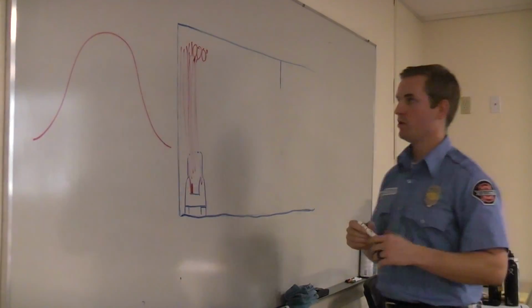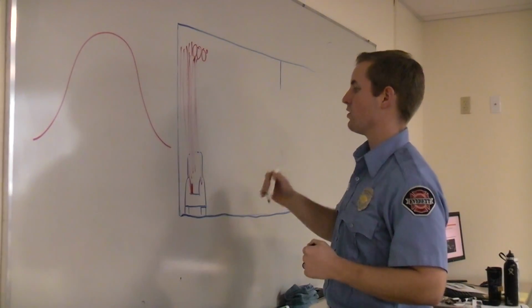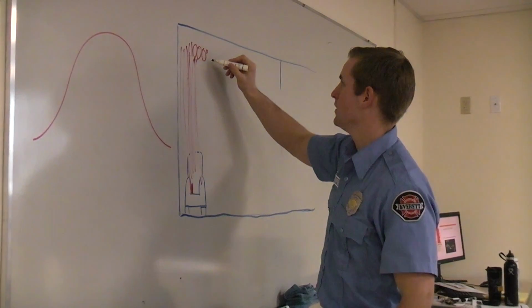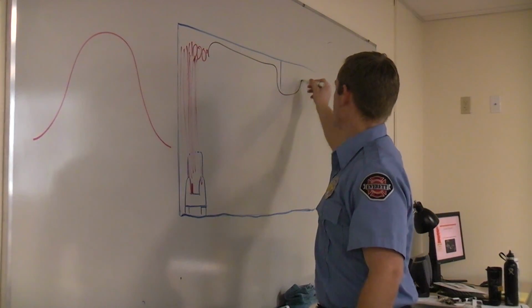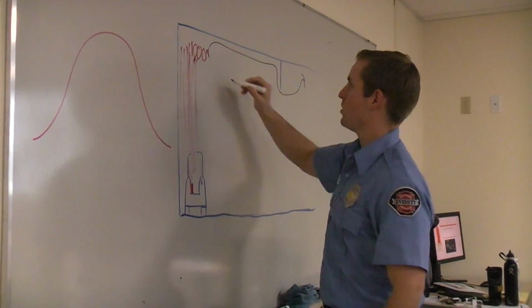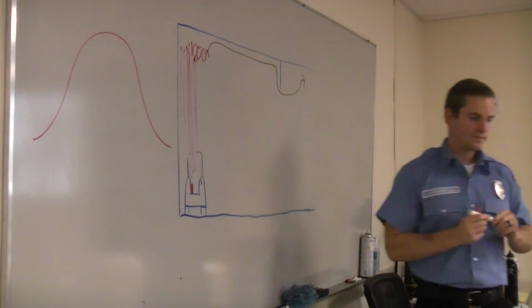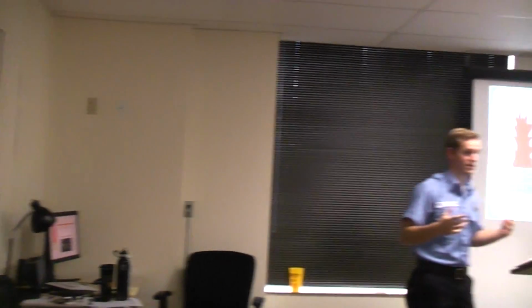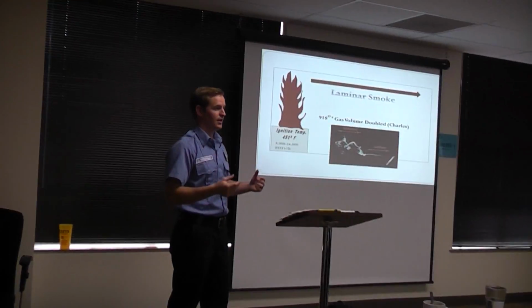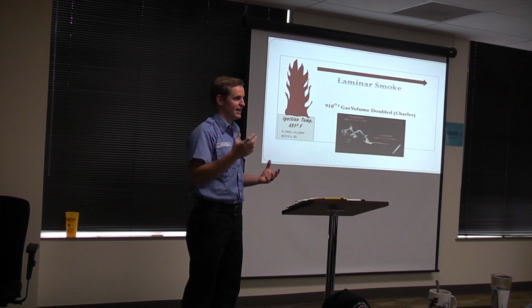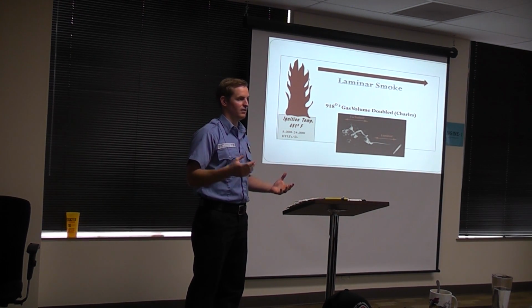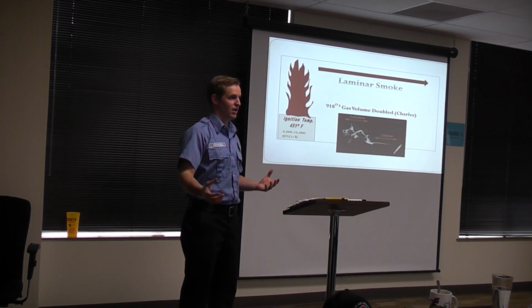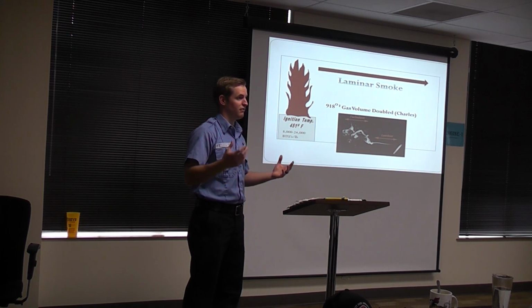And I can't draw 3D. I have no clue how to draw 3D, so this room is going to be 2D for you guys. But we get that laminar smoke, and this room, or fire in a box, is going to be constantly trying to find its state of balance, right? And we're going to talk about how oxygen and all those kinds of things affect the balance.